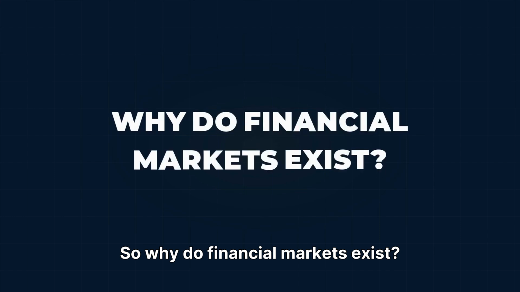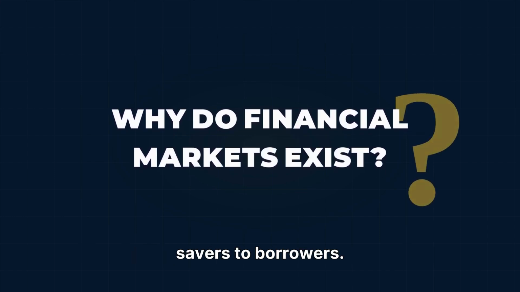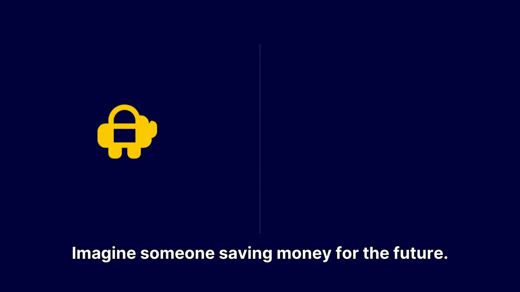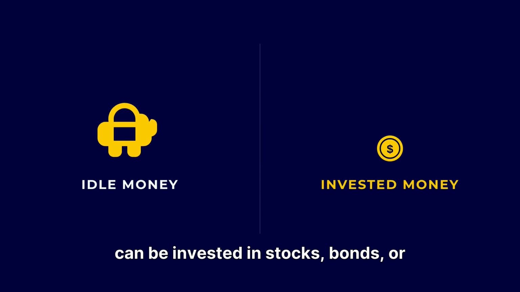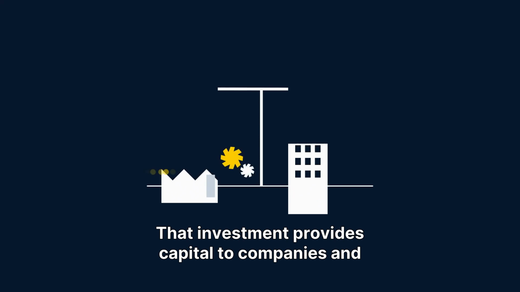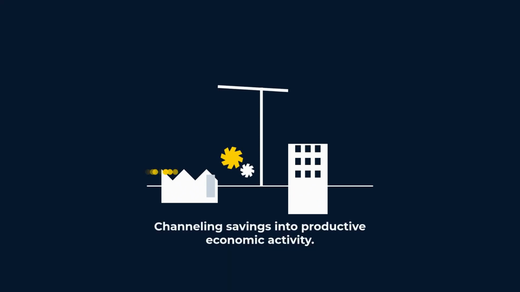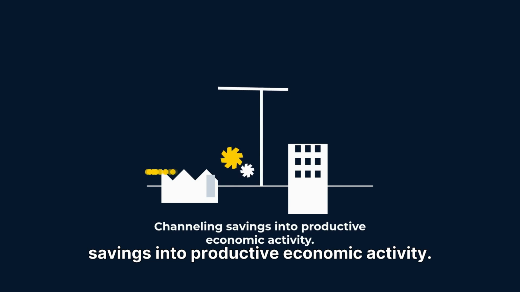So, why do financial markets exist? Financial markets allow money to move from savers to borrowers. Imagine someone saving money for the future. Instead of leaving that money idle, it can be invested in stocks, bonds, or funds. That investment provides capital to companies and governments that need financing. In this way, financial markets help channel savings into productive economic activity.